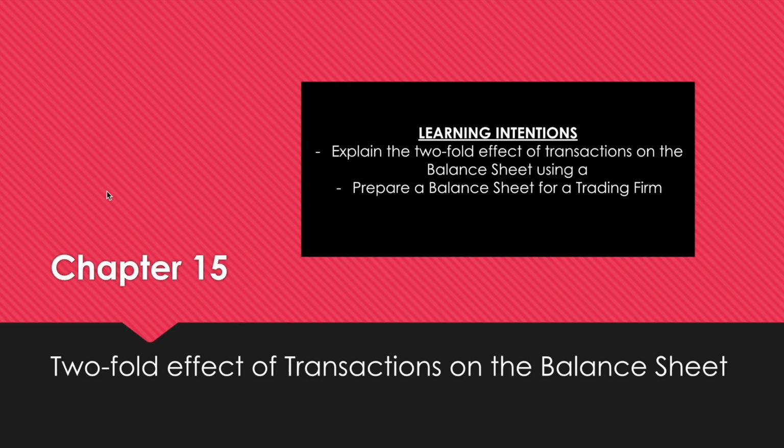Welcome to part 2 of VCE Accounting Unit 2 Area Study 2, where we're going to be looking at Chapter 15, the twofold effect of transactions on a balance sheet. So the learning intentions are to explain the twofold effect of transactions on a balance sheet and, of course, to prepare a balance sheet for a trading firm.